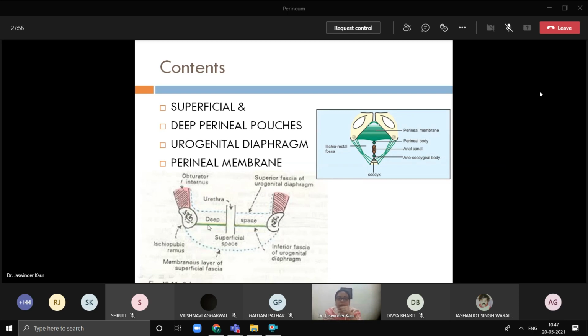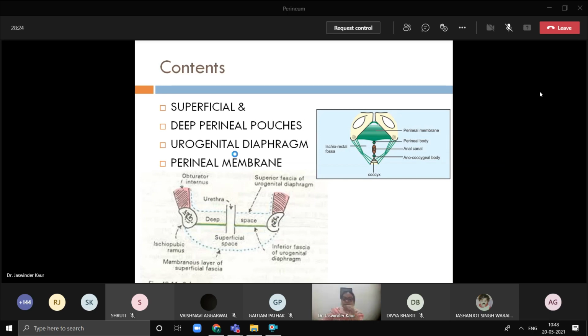Then is the perineal membrane. This green line is the perineal membrane. Then are the superficial and deep perineal pouches. Today we will do the urogenital diaphragm and the perineal membrane in detail, and tomorrow we will discuss the superficial and deep perineal pouches. So these are some of the contents.